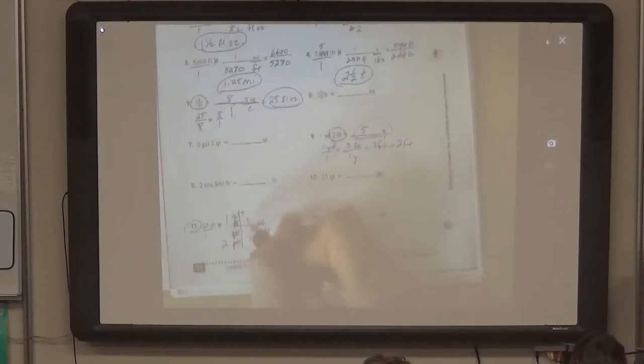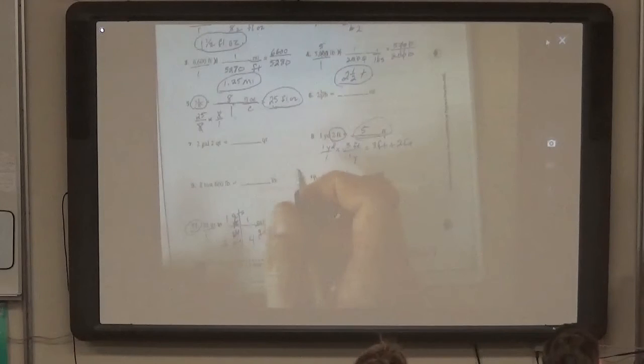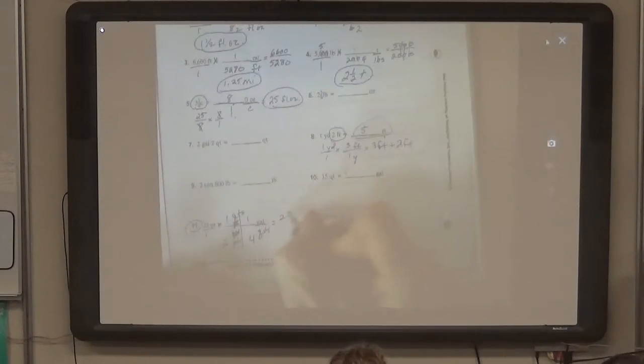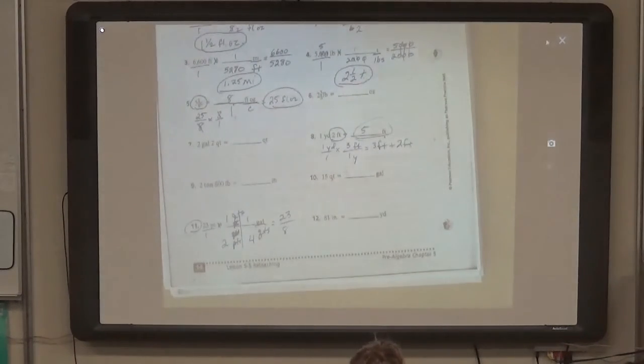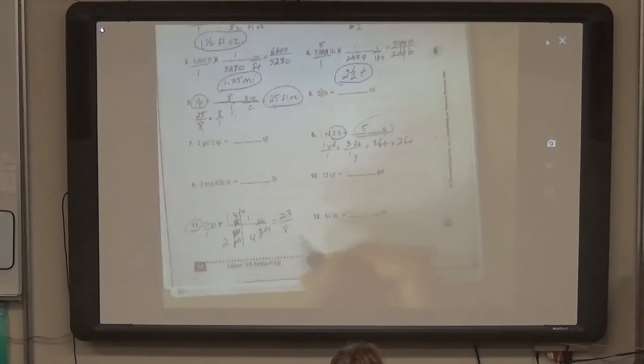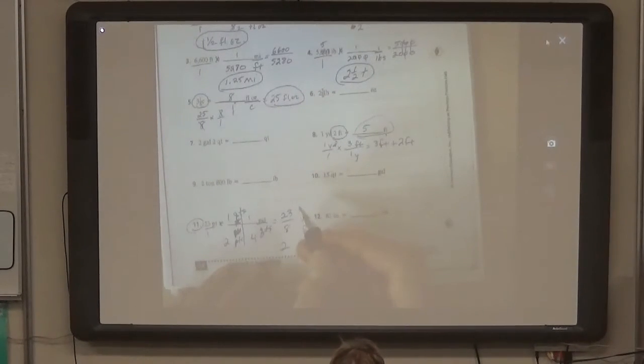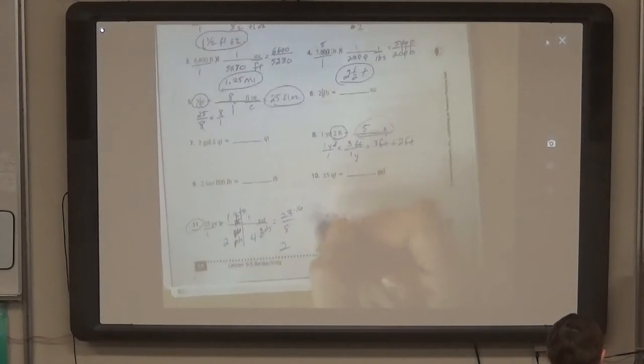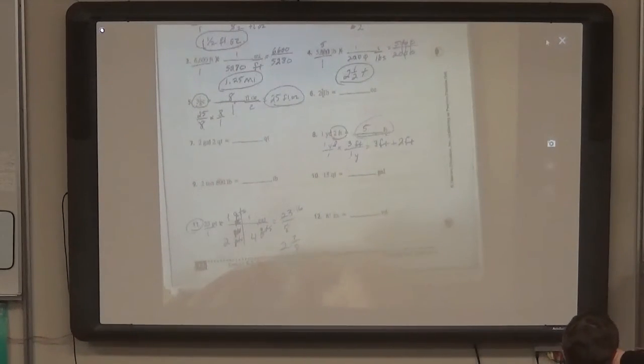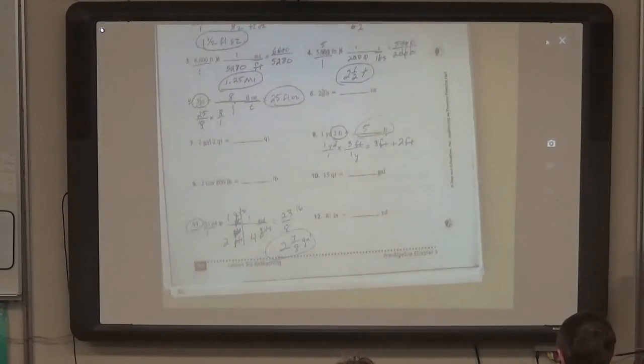So we have 23 times 1 times 1. We multiply these fractions. 23 over 8. 1 times 2 times 4. Then 8 goes in 23 2 times. Remainder of 5. Wait, no, remainder of 7. Minus 16. No, 7. I'm sorry. So it's 2 7/8 gallons.